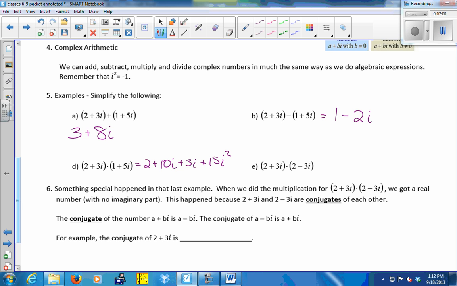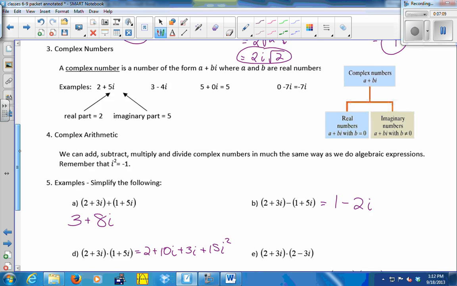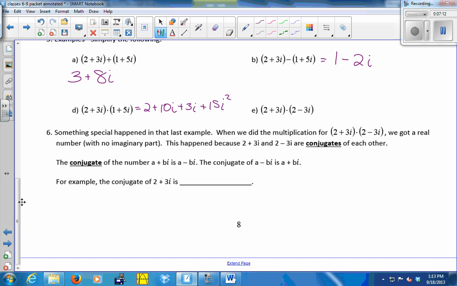But what was i squared again? Negative 1. Yeah, back here, we decided that i squared was negative 1. So I'm going to replace that i squared with a negative 1, and I'm going to combine those like terms. So I have 2 plus 13i plus 15 times negative 1. What's 15 times negative 1? Negative 15. So 2 plus negative 15 is negative 13. So this is negative 13 plus 13i.